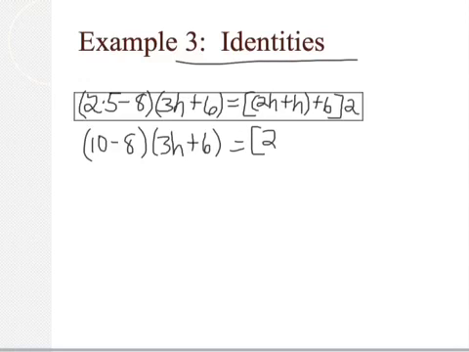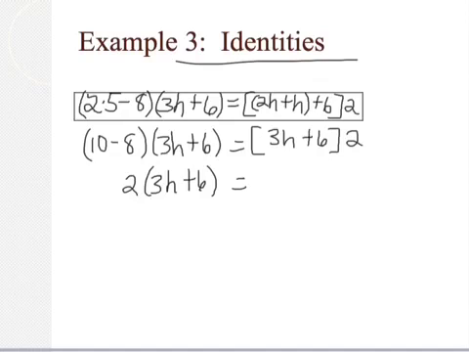2h plus h is 3h. So this becomes 3h plus 6. And then I've got this 2 hanging outside here, and you know that's the distributive property. So check it out. Over here, 10 minus 8 is 2 times 3h plus 6. And that's equal to, let's simplify this, I'm going to write it as 2 times 3h plus 6.